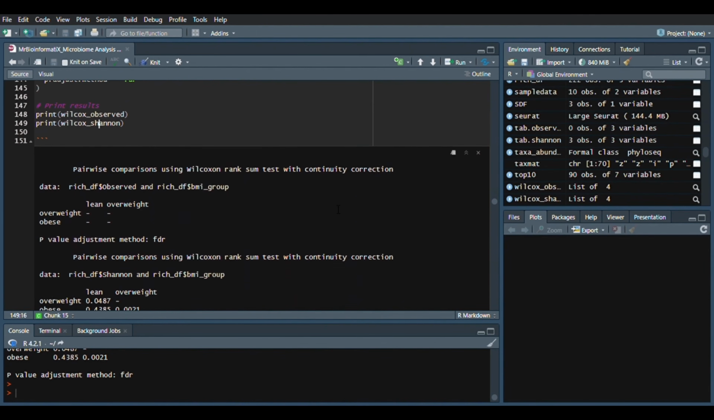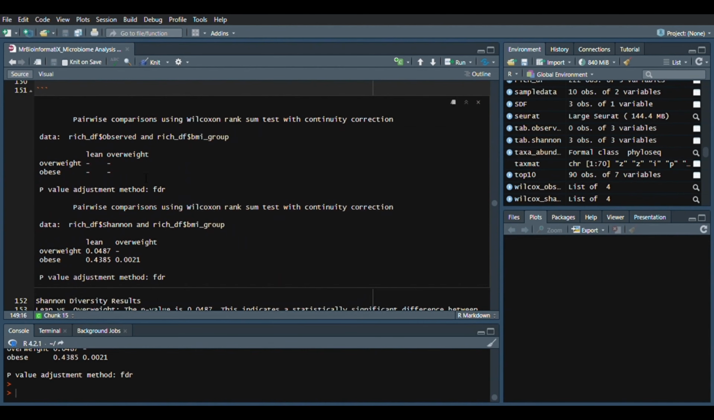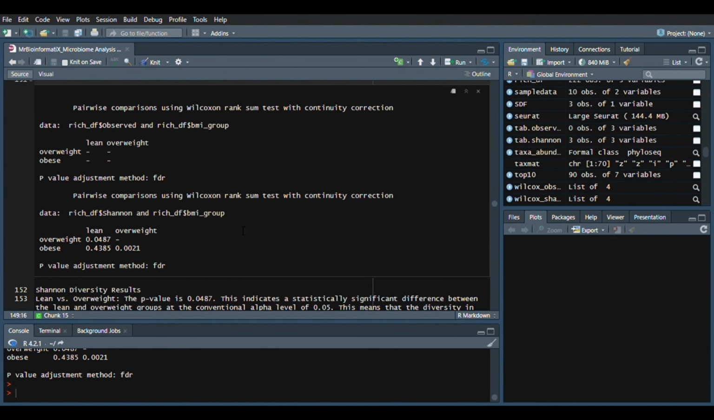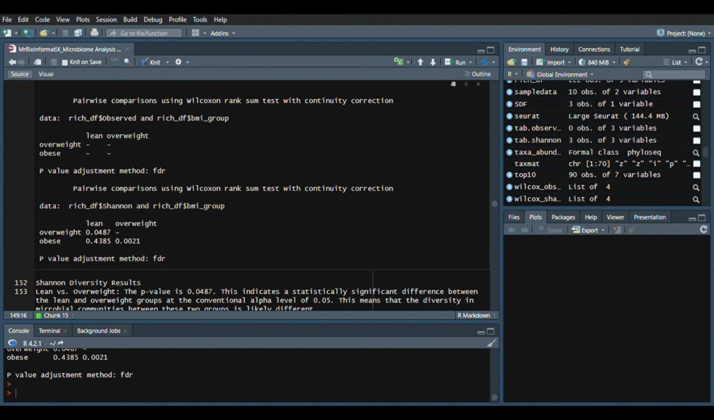As you can see, we got our result. Here there is no data because there are no differences in our samples, as the observed richness contains 17. And then p-value adjust method FDR, pairwise comparisons using Wilcoxon rank sum test with continuity correction. And then data rich_diff Shannon and rich_diff BMI group. We have overweight, obese, and the lean.